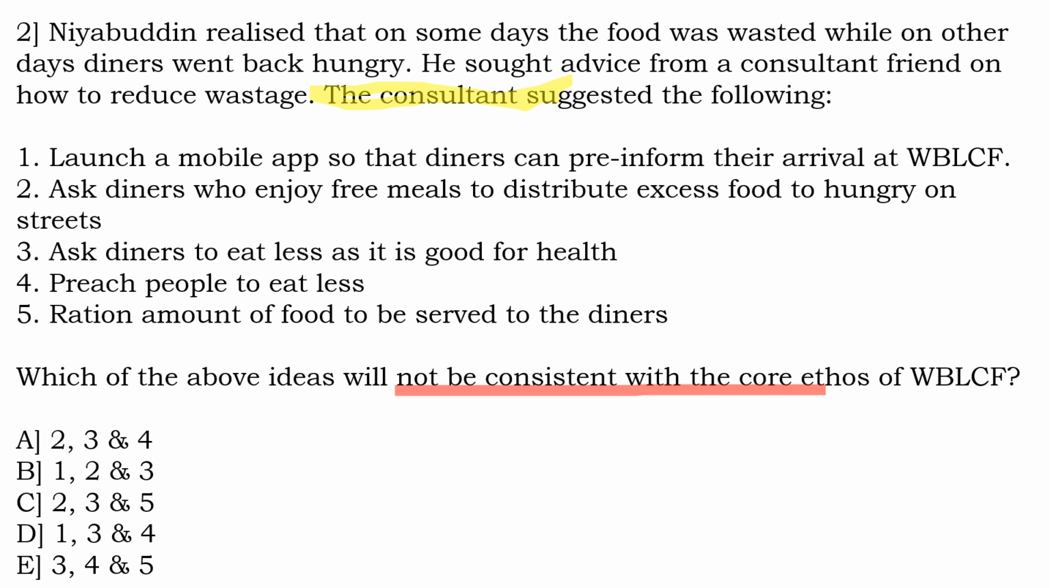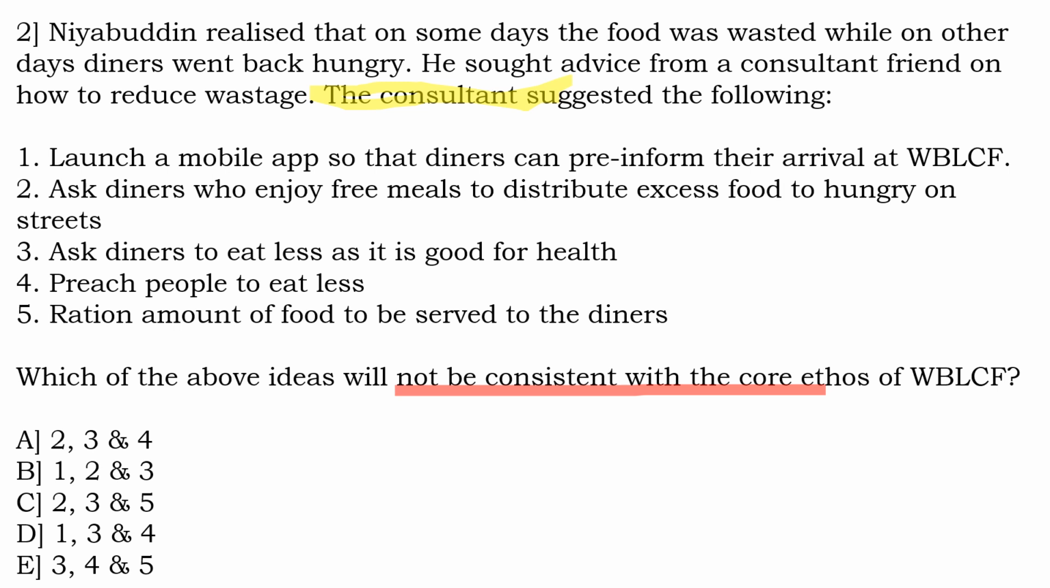So option 1 is launching a mobile app so that diners can pre-inform. This is a good suggestion. If there is a mobile app and all the diners are able to inform that they are going to come and eat, then the kitchen will get an idea how many people are going to come, so the food can be prepared accordingly. It is not going to be inconsistent with the principles of WBLCF. So this is not going to be part of your answer. You can eliminate 1.